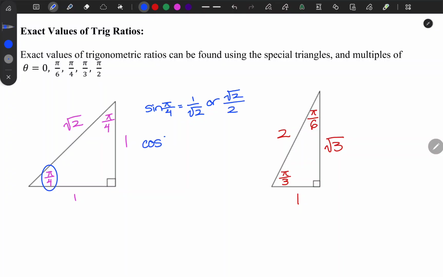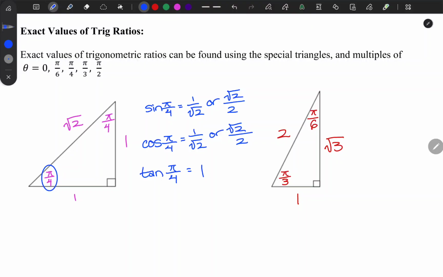Cosine pi over 4 if you're asked to find it. Also 1 over root 2, or root 2 over 2. Tan pi over 4 is 1 over 1, or just 1. This also allows you to find an exact value for the reciprocal trig ratios. Just take the appropriate ratio and find the reciprocal.